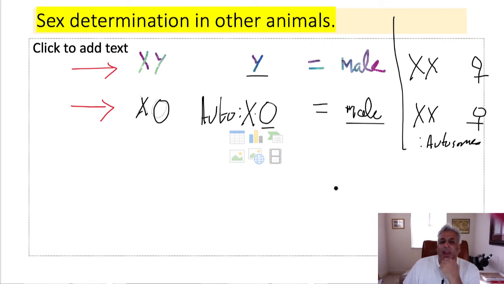So technically in the lab, under experimental conditions, I could take an egg that's got XX, remove one of the X, and then that creature, as it develops into an insect or something, will become a male because I've reduced the ratio of sex chromosomes to autosomes. Okay.